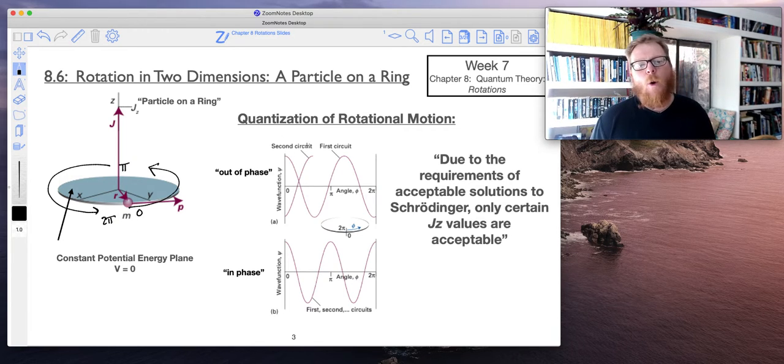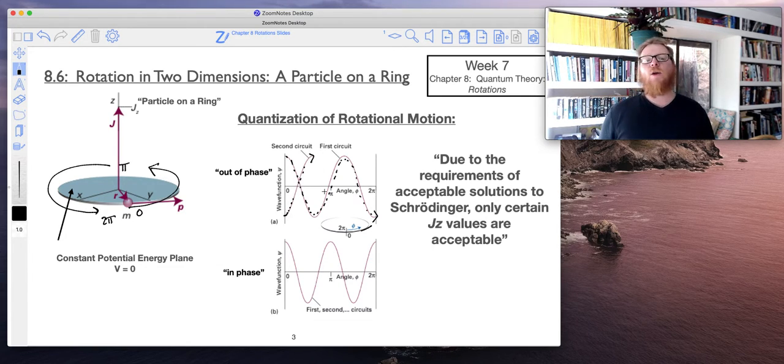So on this quantization, let's say I start here on the first circuit and I'm going as a wave through this circuit right here, and I finish my 2 pi full loop circuit down here. Well, then look where I start the next circuit. I go all the way up and I start the second circuit right here.